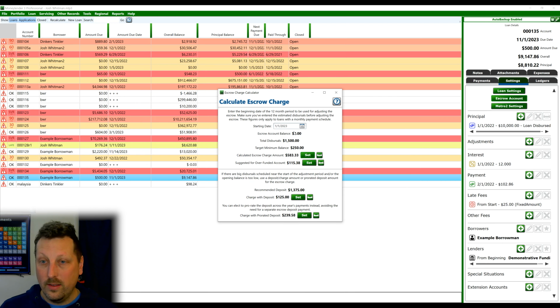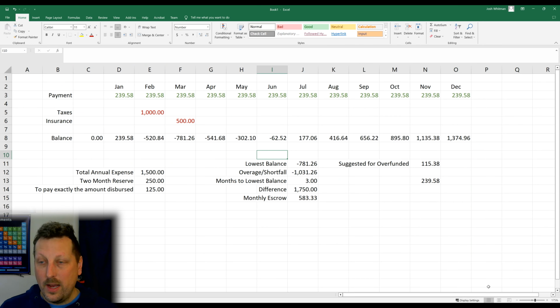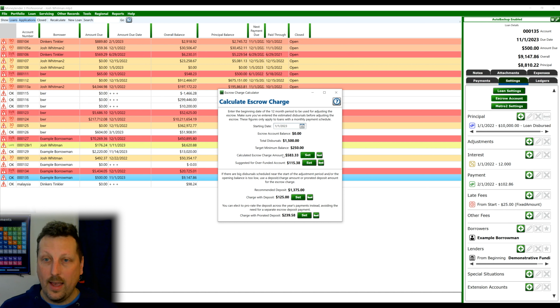So these are the different mechanisms that Moneylender is running to come up with the correct escrow account amounts for you for the year. It does require a certain amount of judgment on your part to say 583 is insanely unreasonable. That's not what we want. And 115 is too low. Well, maybe they'll send me a deposit, or I don't want to ask for a deposit. Let's just make it 239.